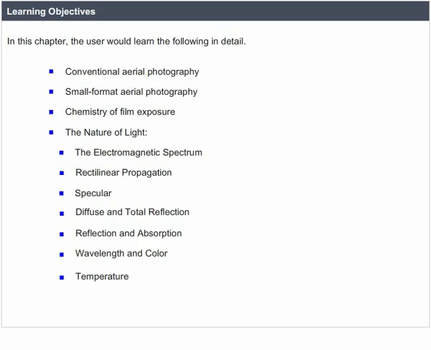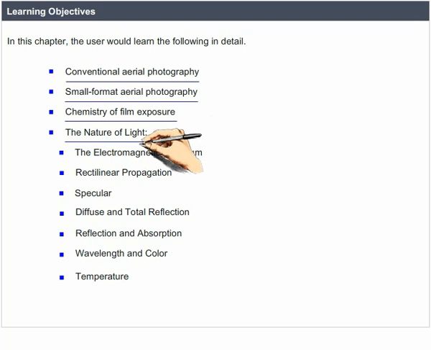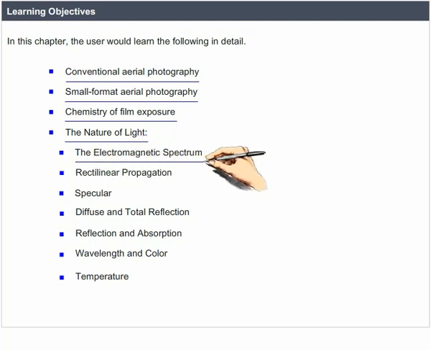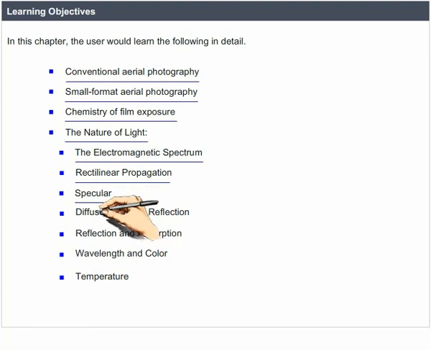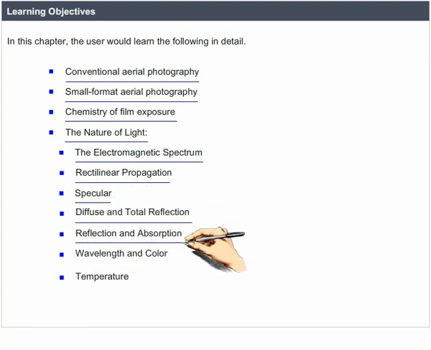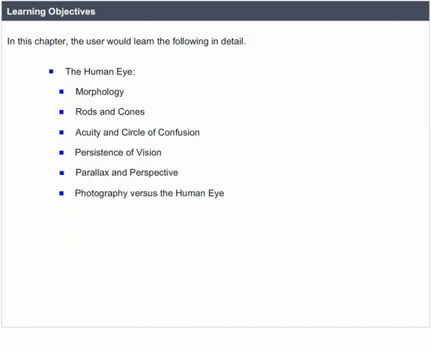Learning objectives. In this chapter, the user would learn the following in detail: conventional aerial photography, small format aerial photography, chemistry of film exposure, the nature of light, the electromagnetic spectrum, rectilinear propagation, specular, diffuse and total reflection, reflection and absorption, wavelength and color, temperature.